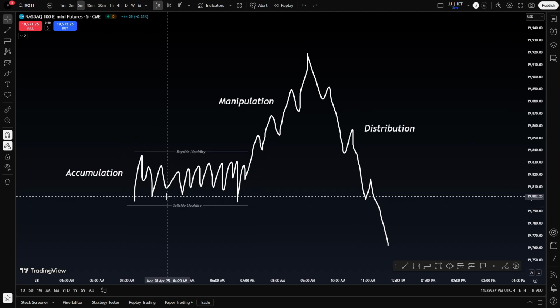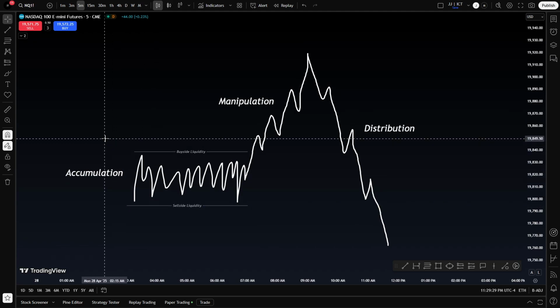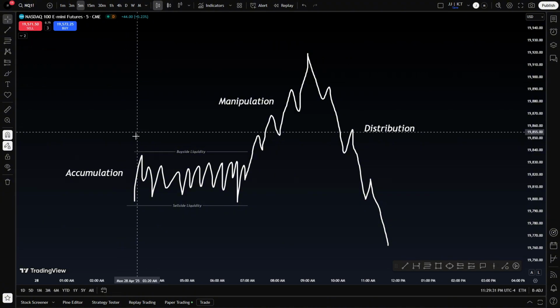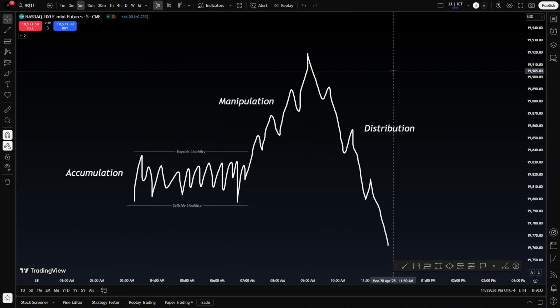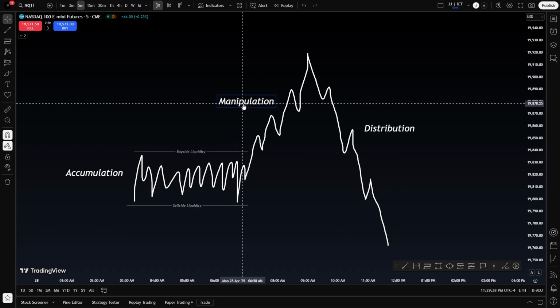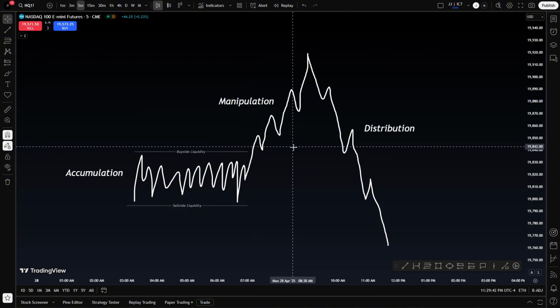According to whatever confluence you have, because this can be different. I will show you some examples on how sometimes it can accumulate and just distribute. It doesn't manipulate, because it'll use the manipulation as some form of retracement. But if a retracement has already occurred, it won't do manipulation. But none of that right now.